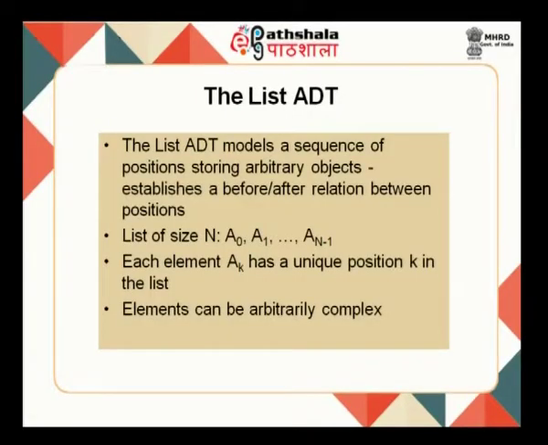I purposely did not put it in order. So, the list of size n is normally represented as A0, A1 to An minus 1, and each element Ak has a unique position k in the list. So, please note, as I told you before, the elements can be arbitrarily complex.